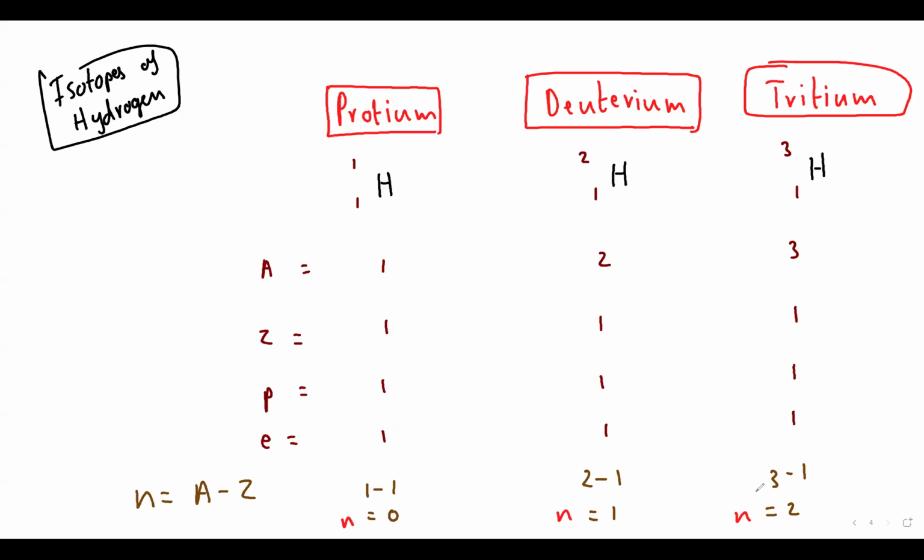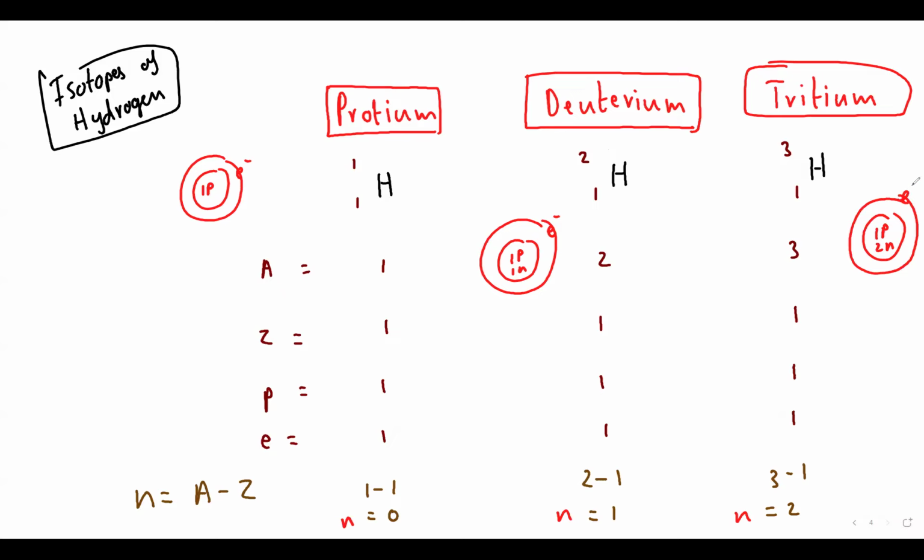Whenever you draw the diagram, how will you draw protium? One proton, no neutron, and only one electron. For deuterium, one proton, one neutron, and one electron. For tritium, one proton, two neutrons, and one electron. The proton will always be the same. Only the neutron will keep changing.